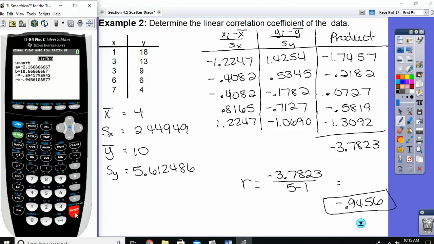Did you get it? No, I don't know. Okay. Did you get your diagnostic? Yeah. Okay. Stat, calculate, regression.